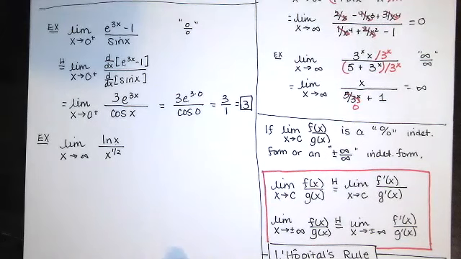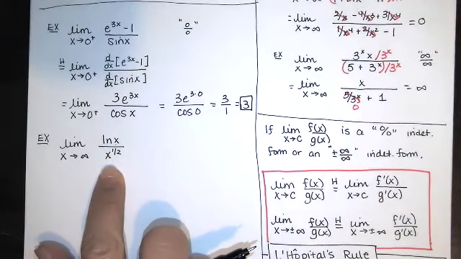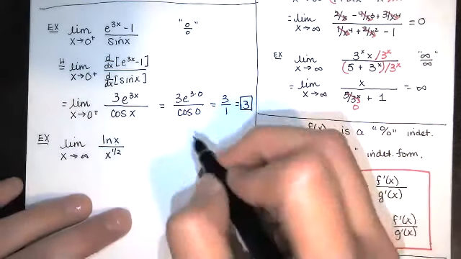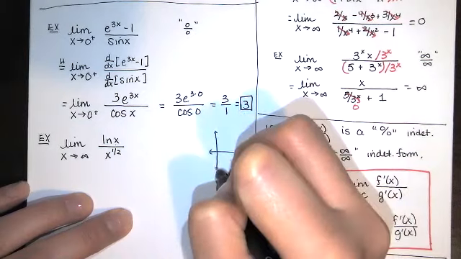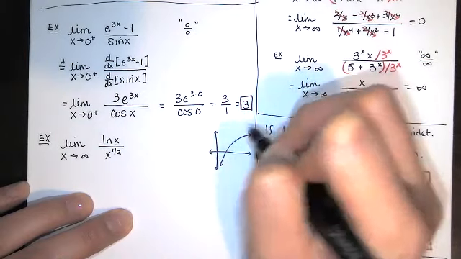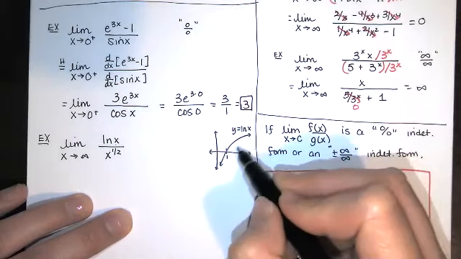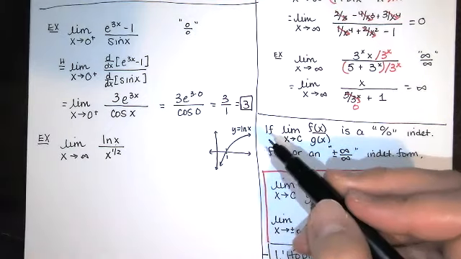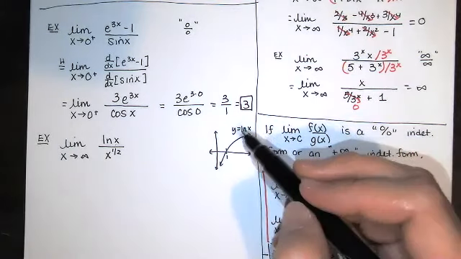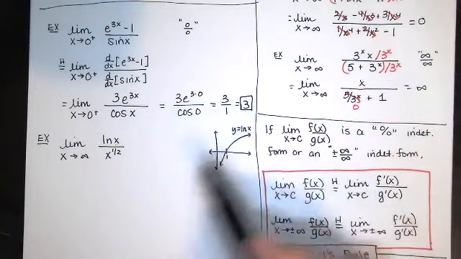Now I've got the limit as x approaches infinity of natural log of x over the square root of x. Now remember what this function looks like, these two functions. Y equals natural log of x looks like this. It grows. As x goes to infinity, natural log of x goes to infinity. It goes to infinity very slowly, but it slowly, slowly grows to infinity. So this is going to infinity.